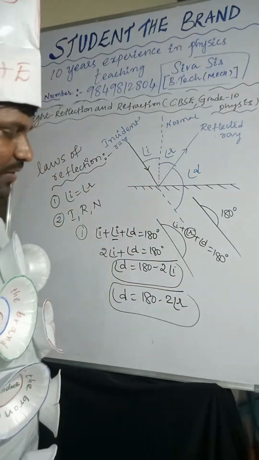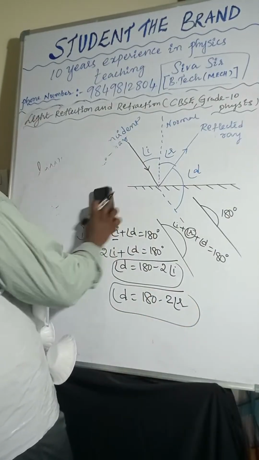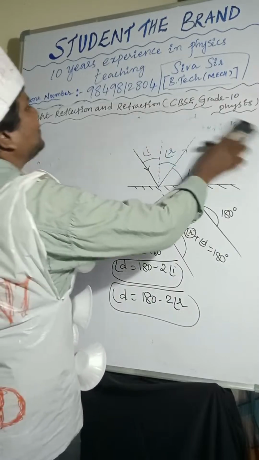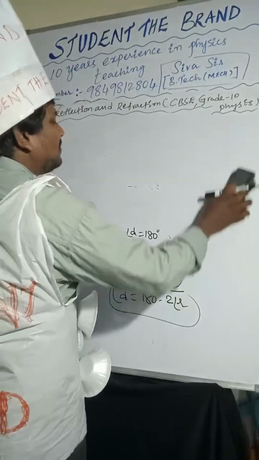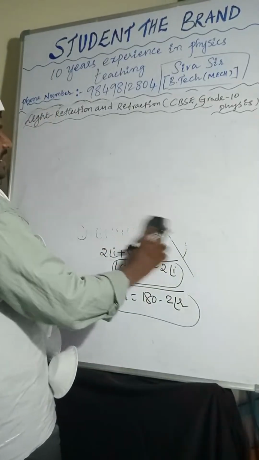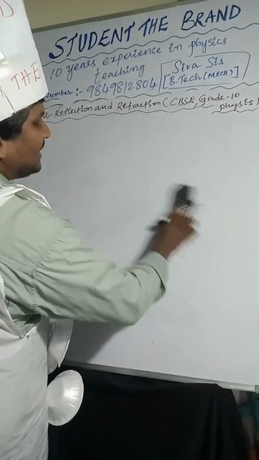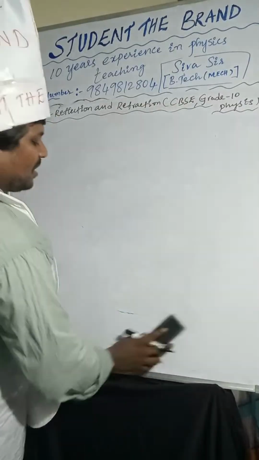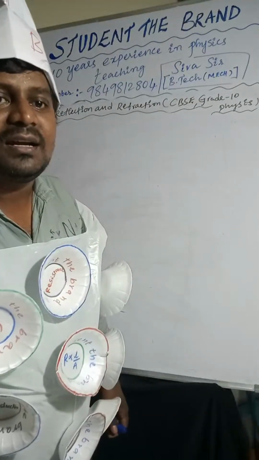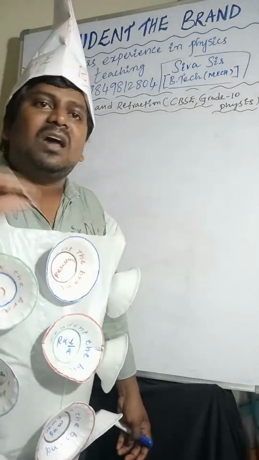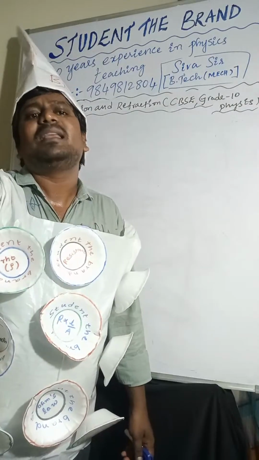Okay, now we are going to the next one. I hope you got it. So the laws of reflection: angle of incidence equals angle of reflection; the incident ray, reflected ray and normal line lie on the same plane.